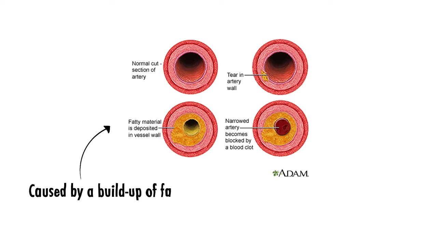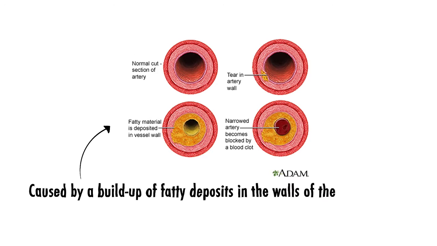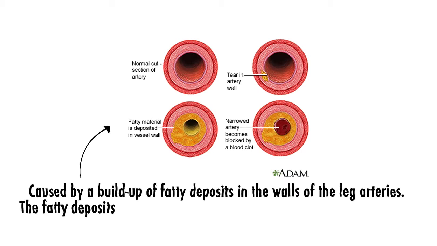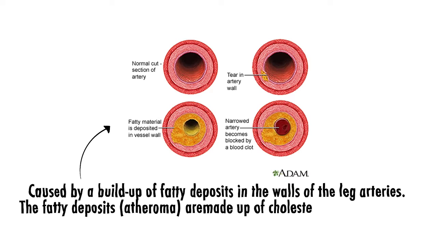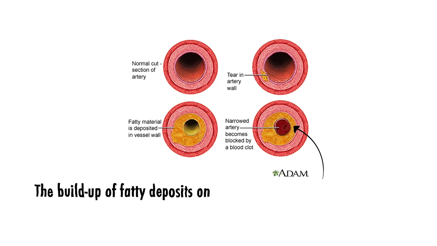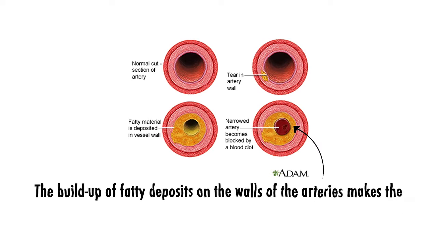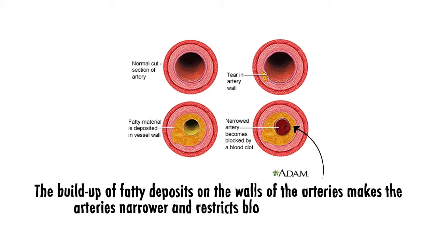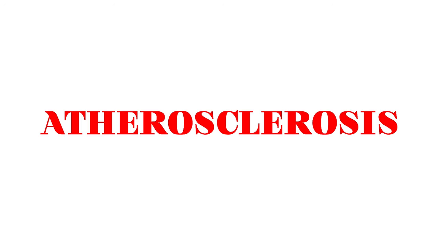Peripheral artery disease is a form of cardiovascular disease because it affects the blood vessels. It's usually caused by a buildup of fatty deposits in the walls of the leg arteries. The fatty deposits, atheroma, are made up of cholesterol and other waste substances. The buildup of fatty deposits on the walls of the arteries makes the arteries narrower and restricts blood flow to the legs. And this gradual process is called atherosclerosis.